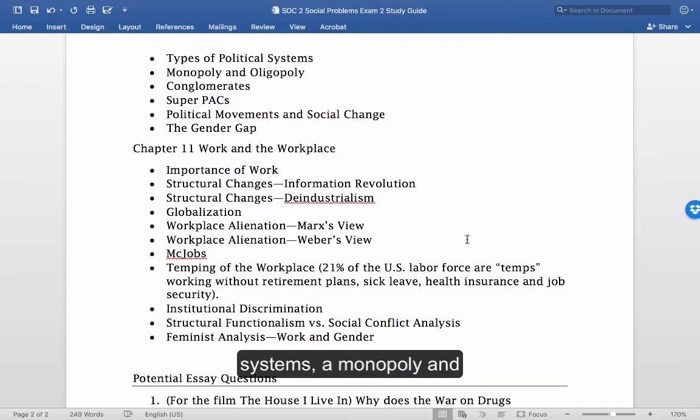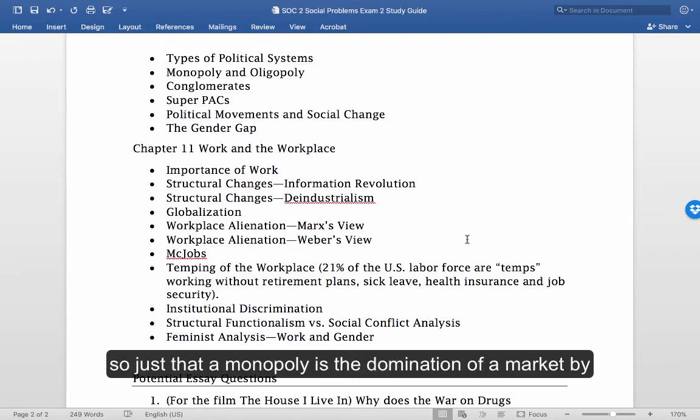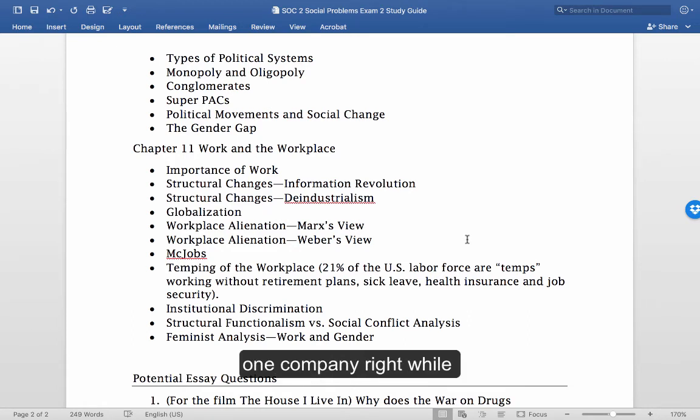A monopoly and an oligopoly. I never get to say that. It's awesome. So just that a monopoly is a domination of a market by one company, right?